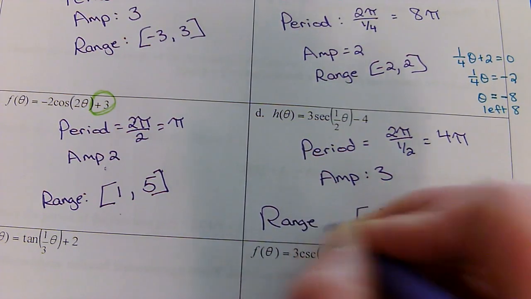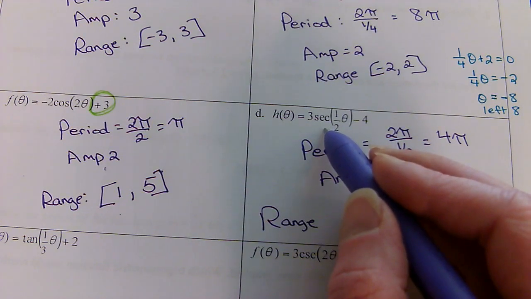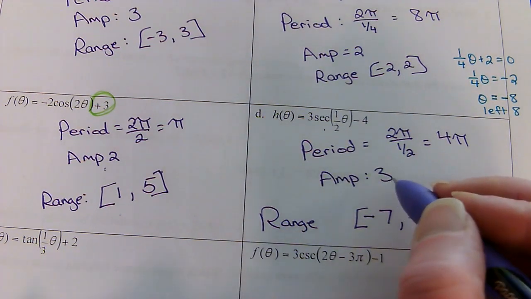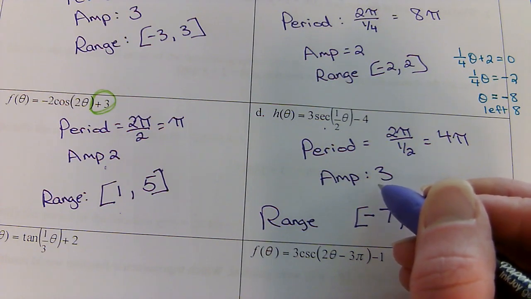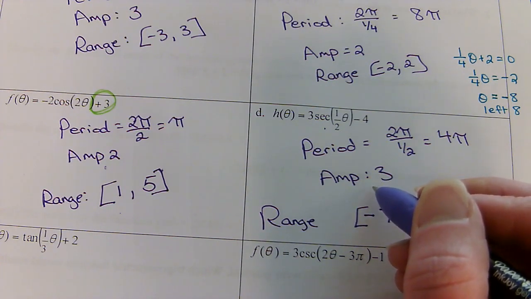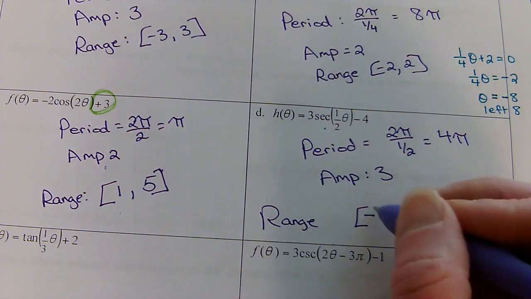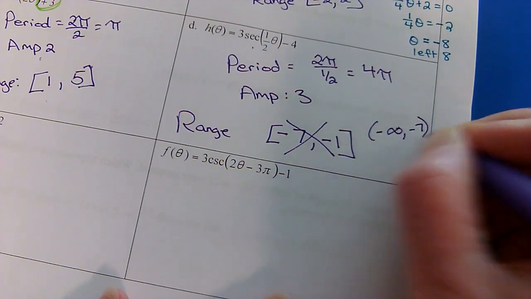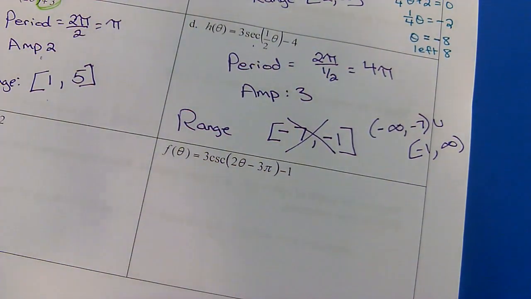Oh no, that was secant. Okay, so there isn't really an amplitude for secant. What's going to end up happening is the hills are going in the opposite direction. So instead of being between -7 and -1, it's really going to be -infinity to -7 and then -1 to infinity. I'm remembering what secant looked like.